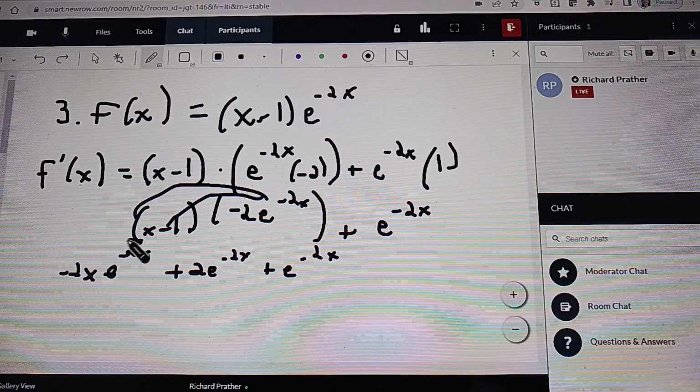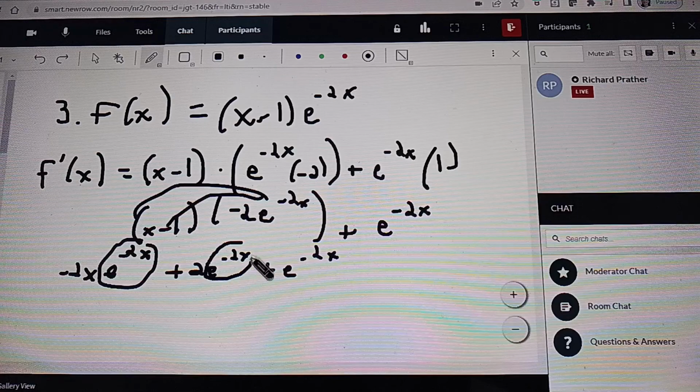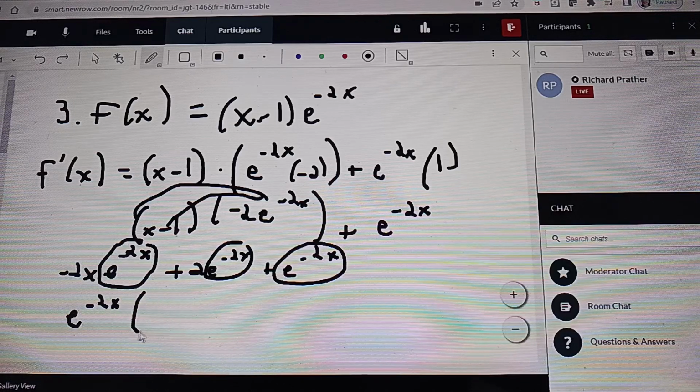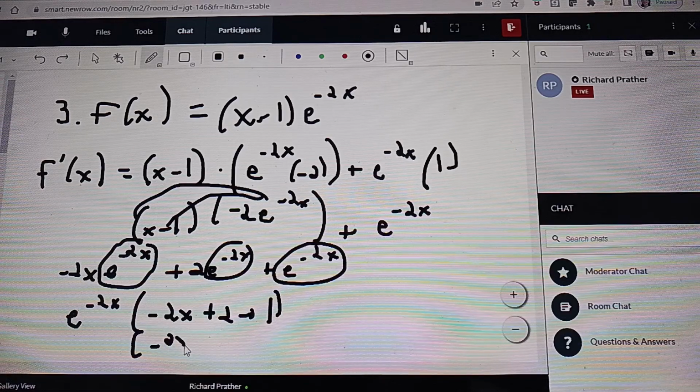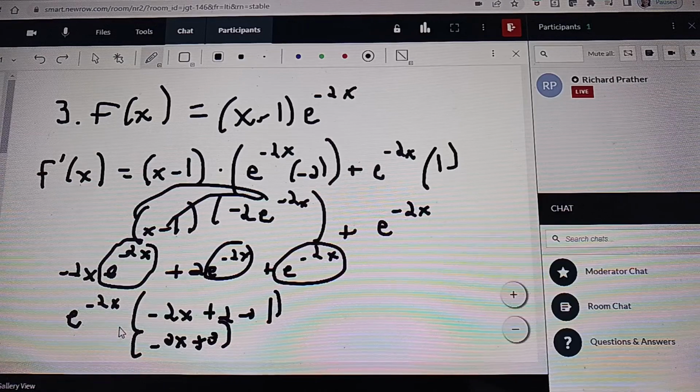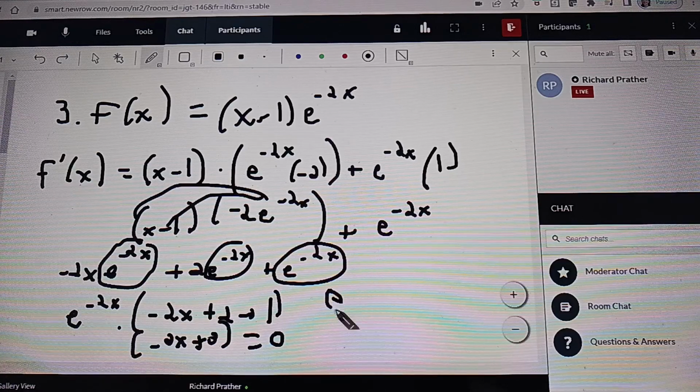So all three terms have an e to the -2x. You can pull that out front as a greatest common factor. There would be a -2x left over, plus 2, plus 1. And that parenthesis would be -2x plus 3. So I've got e to the -2x times -2x plus 3. And if you set this equal to 0, then you could set each part equal to 0. A product equal to 0 means either part is 0.